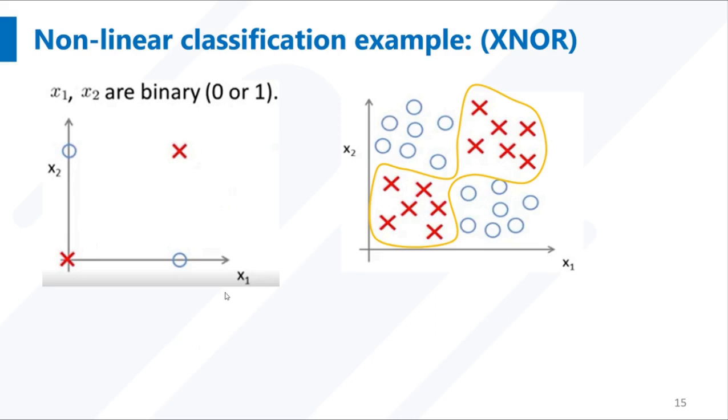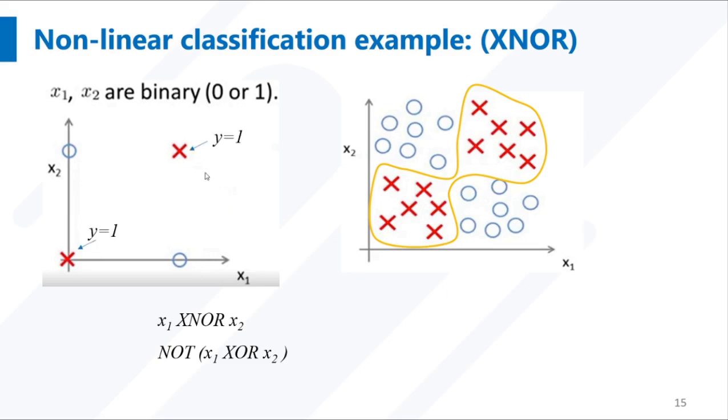In the case of XNOR, the logical symbol is x1 XNOR x2. And this is actually nothing but NOT of x1 XOR x2. So if you take XOR and then you take the NOT, then it will be XNOR.